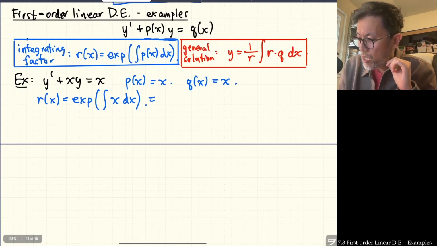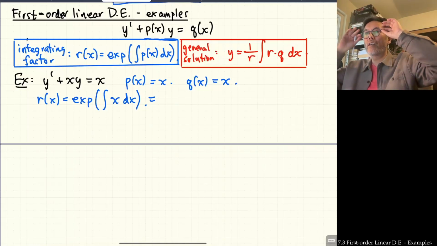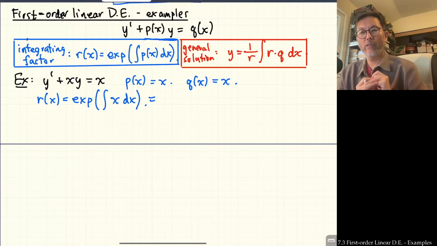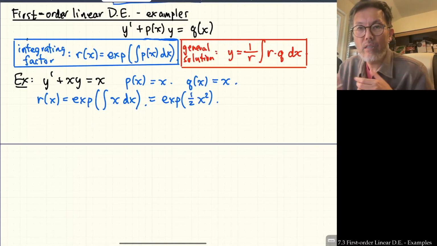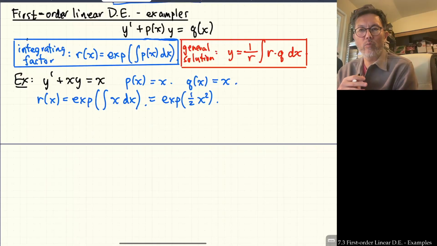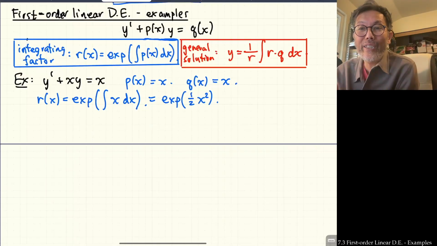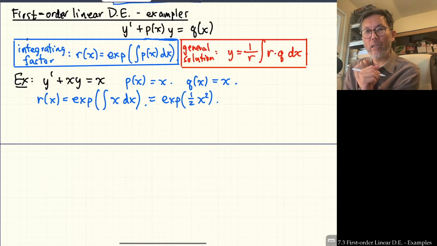R of x is not general; it's a very particular function that we are choosing in order to kill the problem. In this case, it's going to be exp of 1/2 x squared. 1/2 x squared is an antiderivative of x, hence this is what we get. I'm not writing plus c here. You see that? That's the point I'm trying to make. Okay, so there's r of x, and now immediately from that, I can write down the general solution.